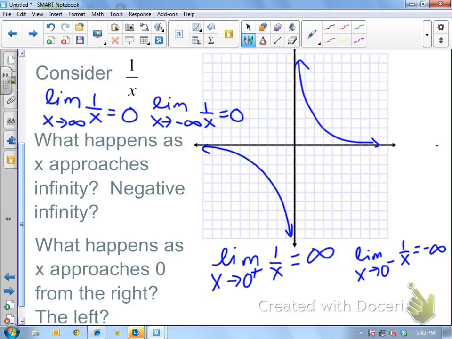So looking at our graph, what do we call this line that our graph never crosses? This one is a horizontal asymptote. What about if I have the line that we never cross in this direction? Vertical asymptote. So our limits at infinity all have to do with our asymptotes. Limits as we approach infinity tell us about our horizontal asymptotes. Limits as we approach a number that equal infinity tell us about our vertical asymptotes.